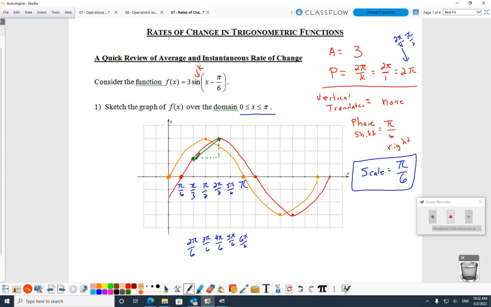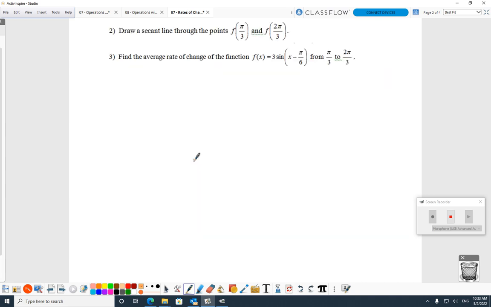On that day, rate of change was not hard at all. It was grade 9. y2 minus y1 over x2 minus x1. That's all I'm going to do there. That's not what that question asked me to do, just to draw the secant. Okay. I drew the secant, yeah. Then it says find the average rate of change.